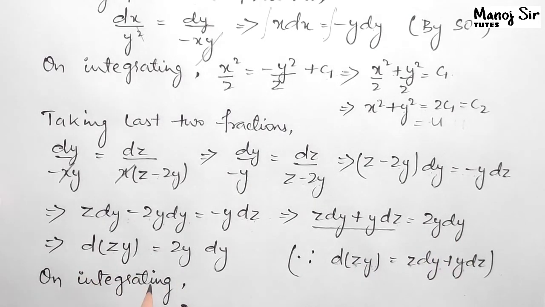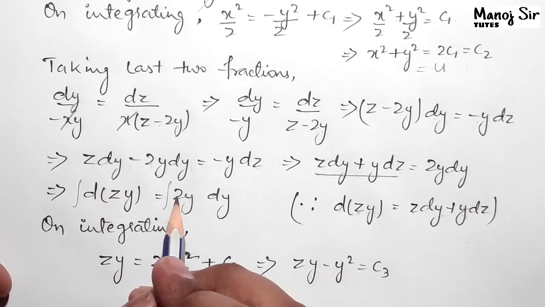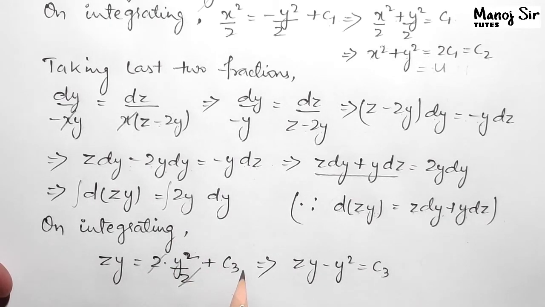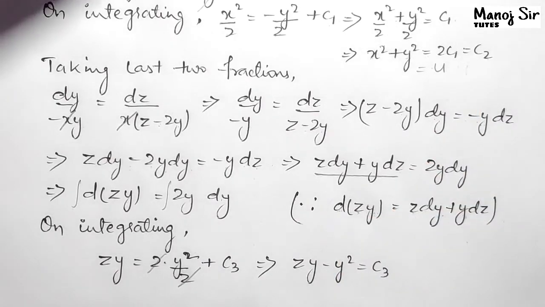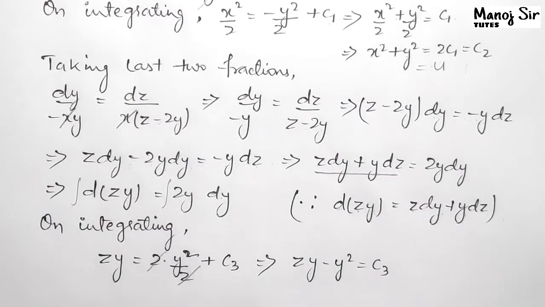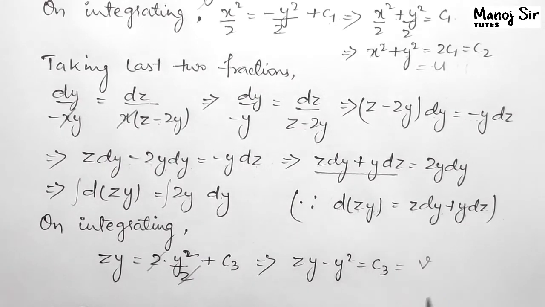Now we can easily integrate. Integrating both sides, you will get zy, and here we have 2. Integration of y dy will be y square upon 2. So 2 gets cancelled. Here we are using another constant, that is c3, because we have already used c2 here. Here you can see the integration constant that we have used is c2. So we are using a new integration constant, that is c3. Now 2 gets cancelled. Take this term to the left hand side. This will become z into y minus y square, and this equals to c3.